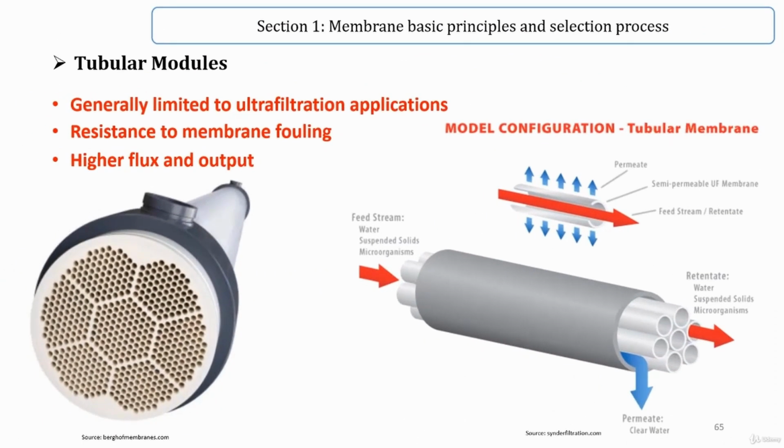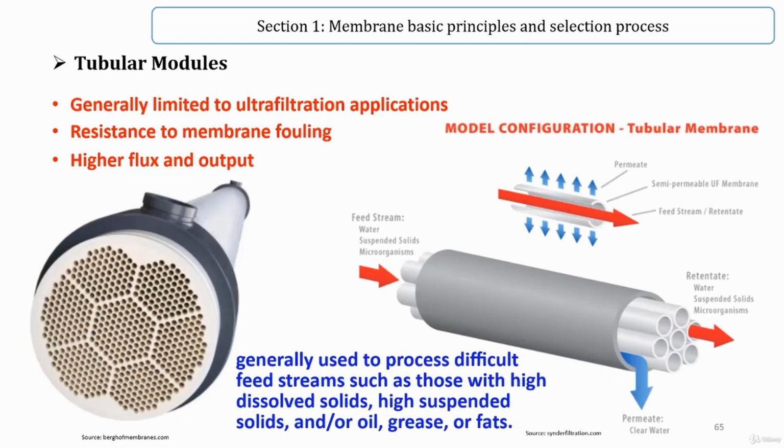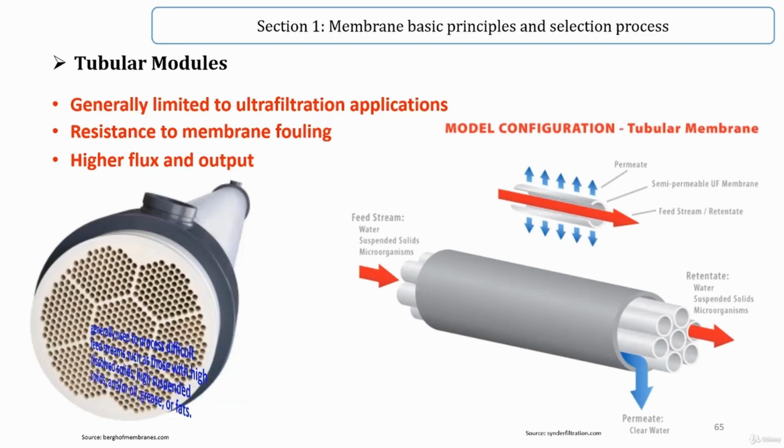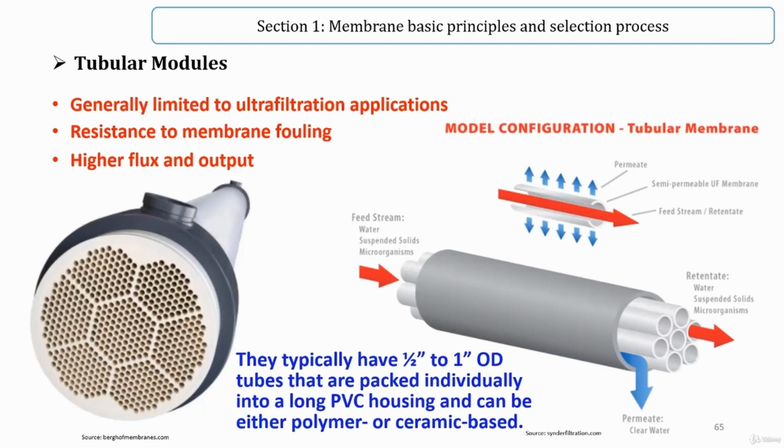Tubular modules. Tubular membrane modules are tube-like structures with porous walls. Tubular modules work through tangential crossflow and are generally used to process difficult feed streams such as those with high dissolved solids, high suspended solids, and/or oil, grease, or fats. They typically have 1/2 to 1 inch outside diameter tubes that are packed individually into a long PVC housing and can be either polymer or ceramic based.